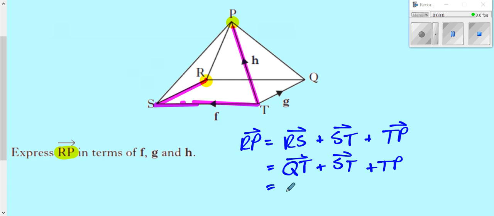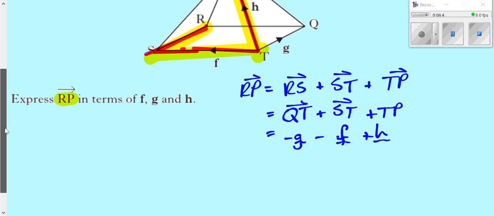So q to t, that's minus g. S to t, that's minus f. So I shouldn't say plus, I should say minus there, apologies. So I'm going negative f direction. And then I'm heading in a positive h direction. So what I'm saying is I'm heading minus g, so I'm heading down here. Let's use another color. So minus g, minus f, positive h.